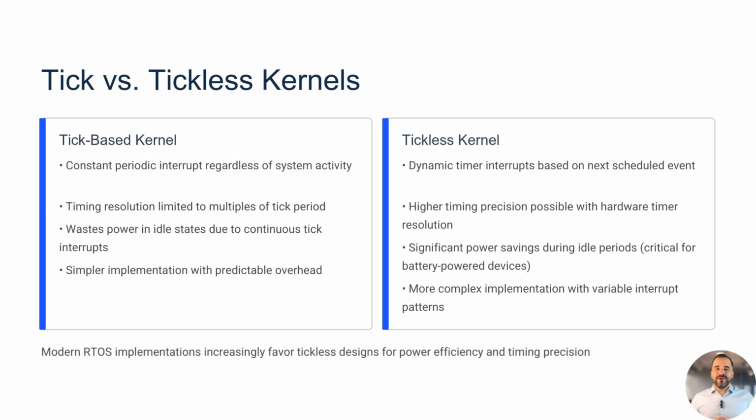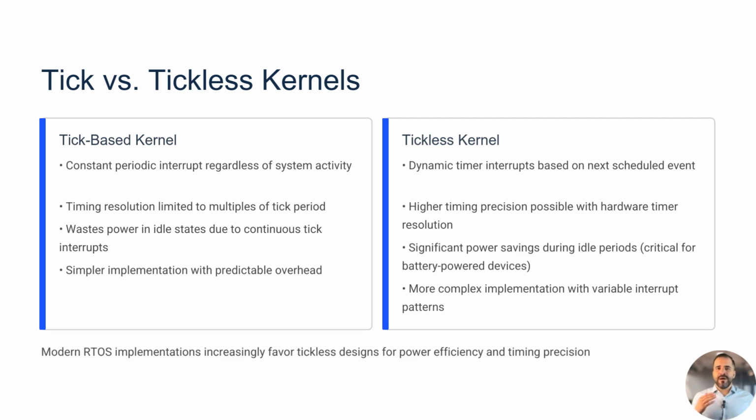Traditional tick-based kernels generate a regular interrupt even when the processor is idle. This approach offers simple implementation and deterministic scheduling, but wastes power and limits timing precision during idle periods. The system can't sleep deeply. Every tick wakes it up, making tick-based kernels less ideal for battery-powered or energy-sensitive devices.